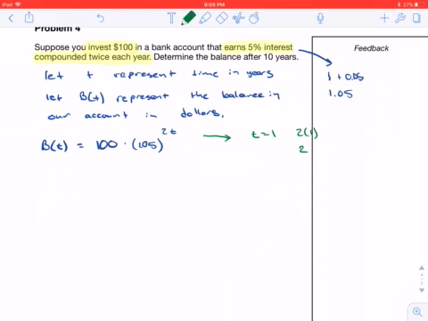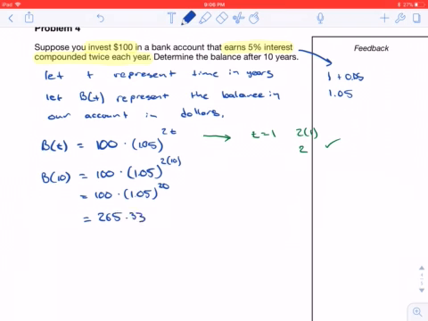And what we want to do now is just use it to solve for how much would be in this bank account after 10 years. So we can sub in 10. It's going to be equal to 100 times 1.05 to the power 2 times 10, which would be 100 times 1.05 to the 20. Okay, and when we solve that, we're going to find out that it's $265.33 that we would have.